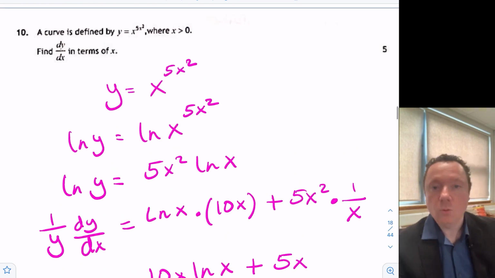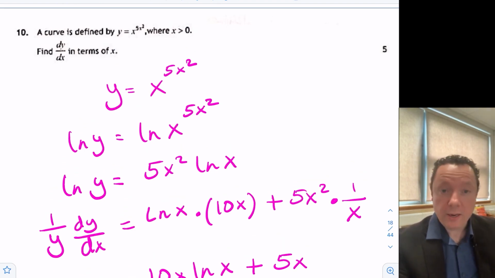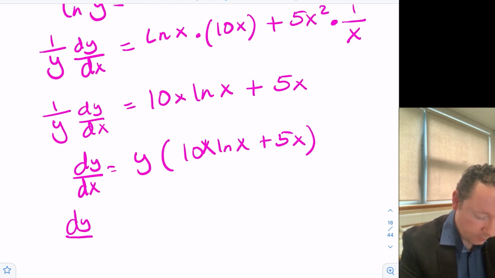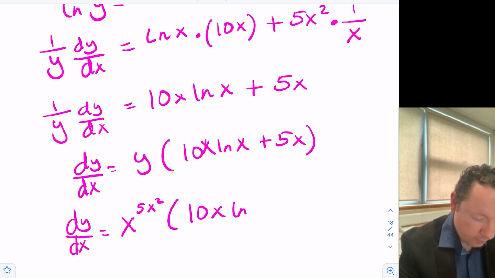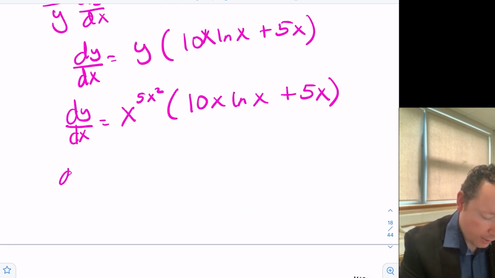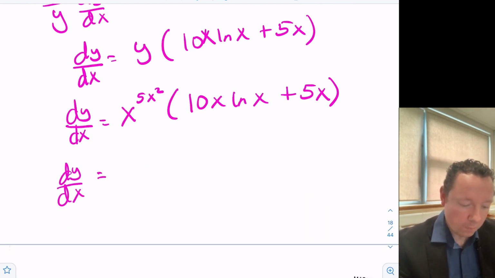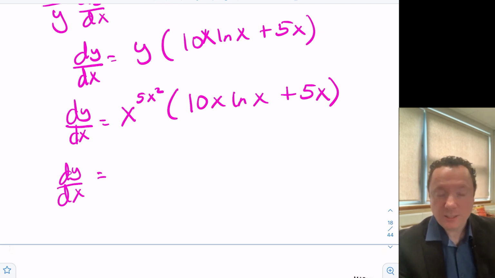But we know what y is. y is x to the 5x squared. So we're going to sub that back in for y. So dy by dx is x to the 5x squared times 10x log x plus 5x. Now we can take out more factors here. So we've got 5 is a common factor and x is a common factor. So we can take 5x out.